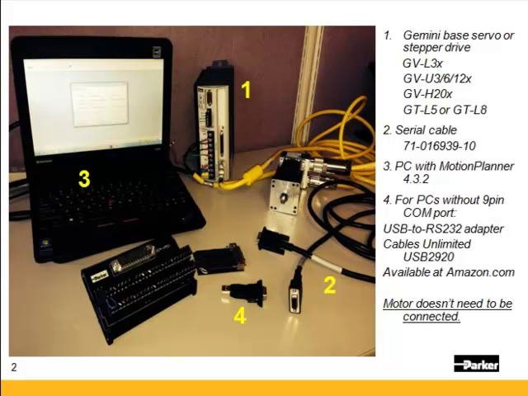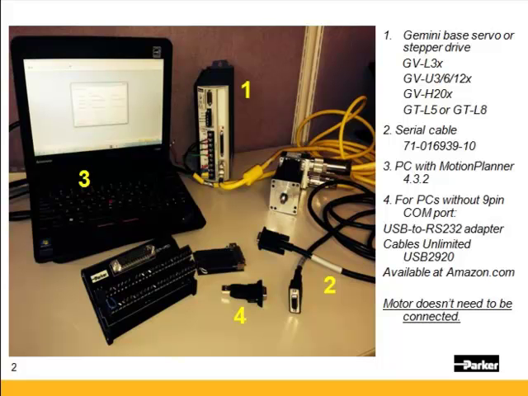You'll need a serial crossover cable, which is a null modem. Our part number is 71-016939-10 and is a CE rated cable. You'll also need a PC with Motion Planner software. It's a free download from our website, and I'll come back to that in a minute.